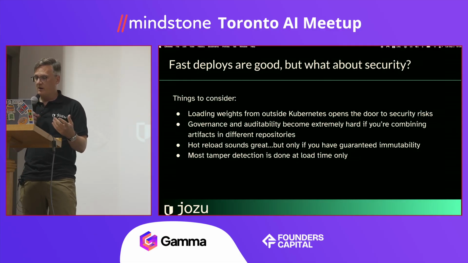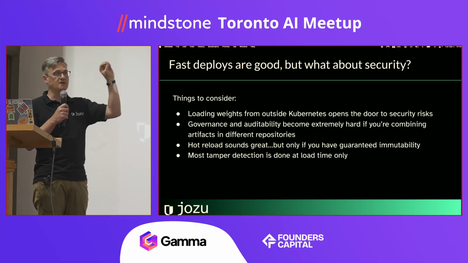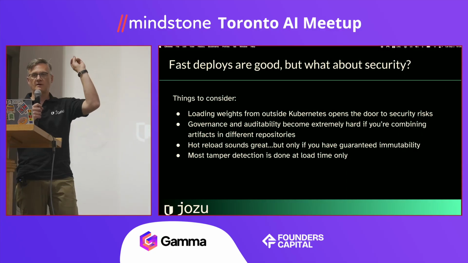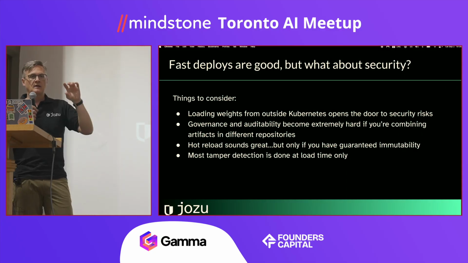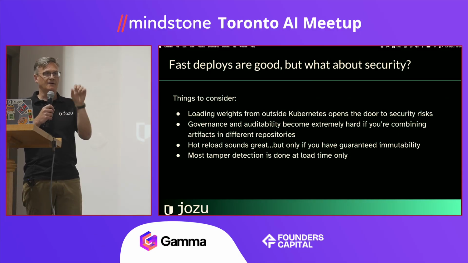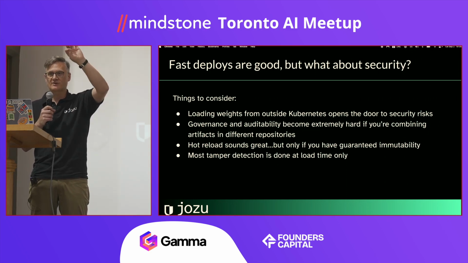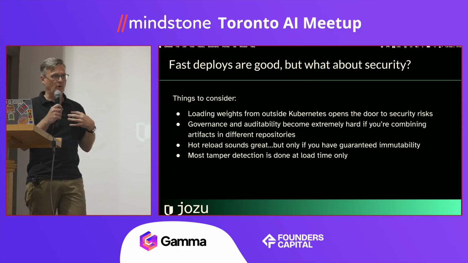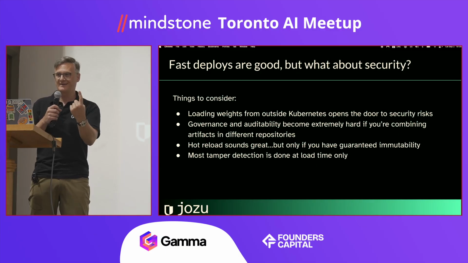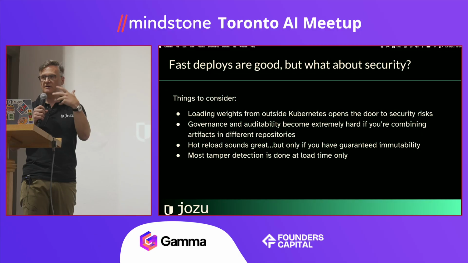Governance and auditability become hard if you're combining artifacts in different repositories. So if you've got some things in Git, some things in S3, some things in Weights and Biases, some things in, you know, name your poison. Trying to coordinate who's changed what and when. Trying to make sure that your authorization patterns for each of those multiple registries are actually the same, so that Brad can't get access to something that he shouldn't through a separate registry than the one that you thought he would go through. These are tricky edge cases that you do still need to think through, especially for enterprises.